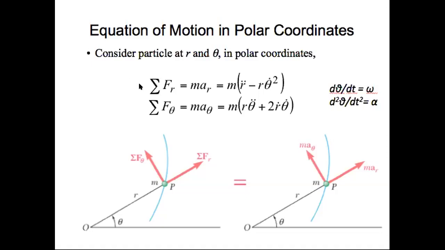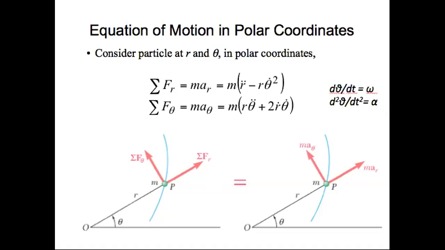The sum of force along the radial direction equals the mass times the acceleration of the center of mass in the radial direction. And the sum of the force along the transverse direction equals the mass times the acceleration of the center of mass in the transverse direction. A_r and A_theta can be evaluated by this equation, where omega is the angular velocity and alpha is the angular acceleration.